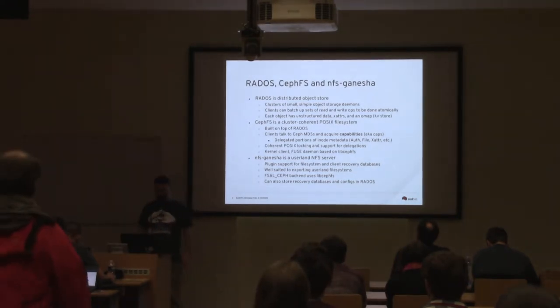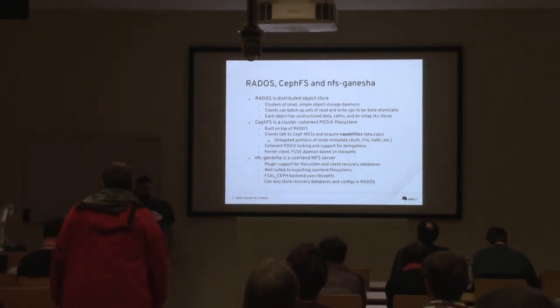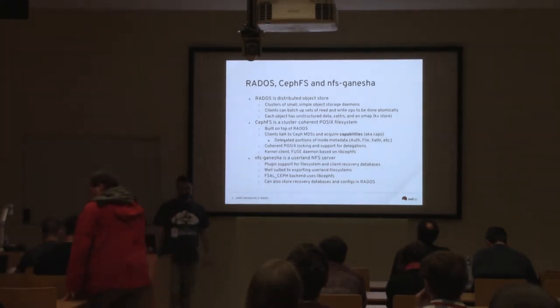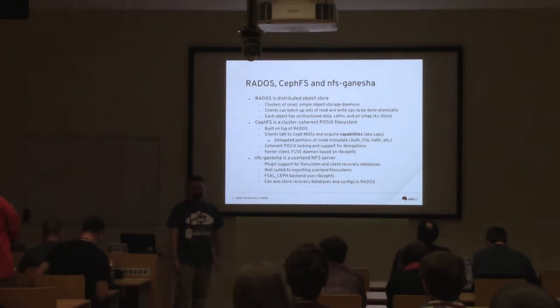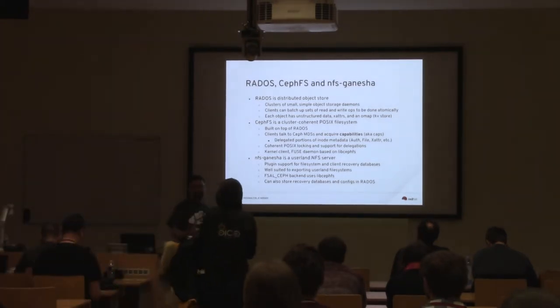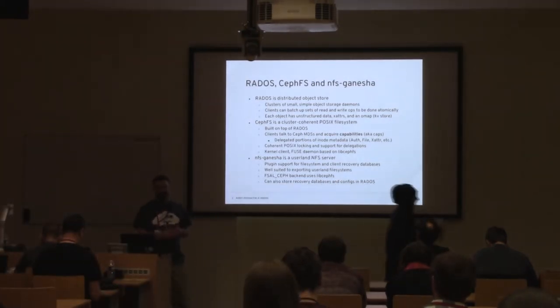Clients will talk to its own daemon that runs on top of it, and clients will talk to that daemon to acquire what's known as capabilities, or caps. And caps are essentially pieces of delegated inode metadata. So you can get a cap to allow you to read or write to a file, fetch certain pieces of the attributes of it, xattrs, that kind of thing.